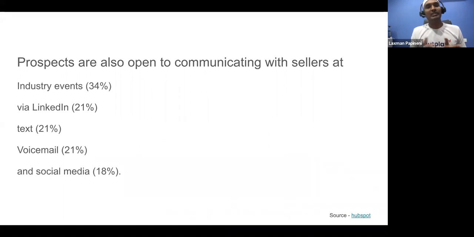And not just emails and calls. The study on HubSpot says that prospects are also open to chat with you via all these channels, like attending events.